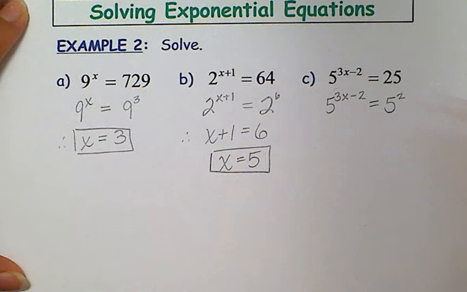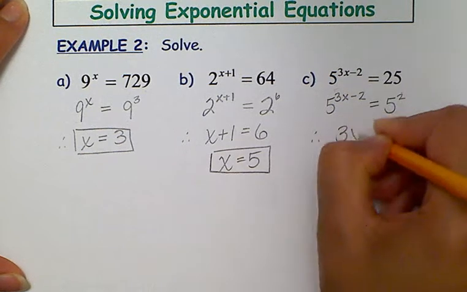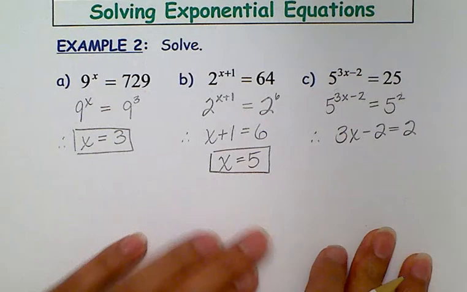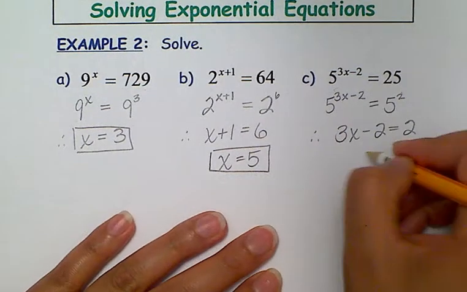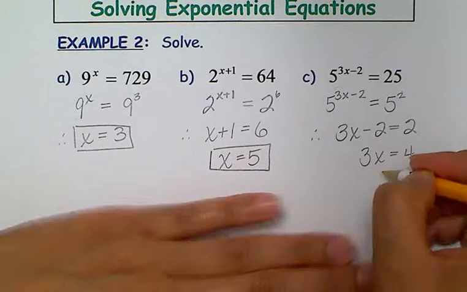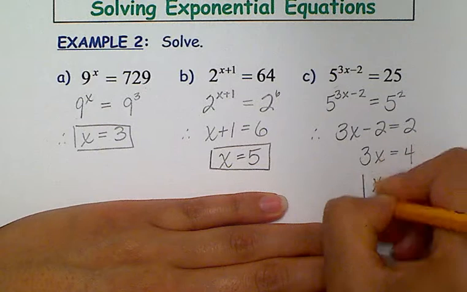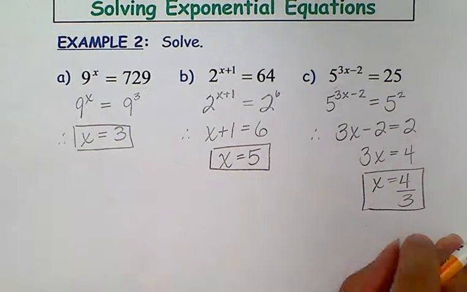Then since the bases are the same, the exponents must be equal to each other. And then I can rearrange to solve for the value of x. So if I add 2 to both sides, I get 3x equals 4. And so what that means is that x equals 4 over 3. And there you have it, some more examples of solving exponential equations.